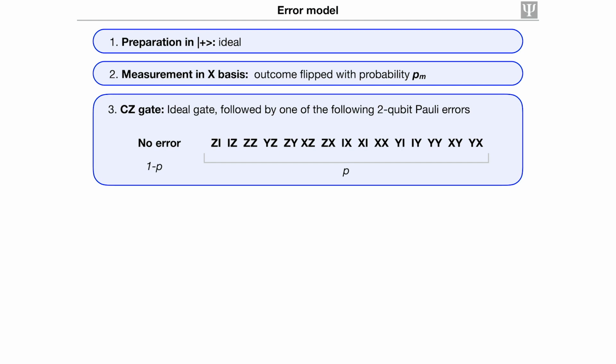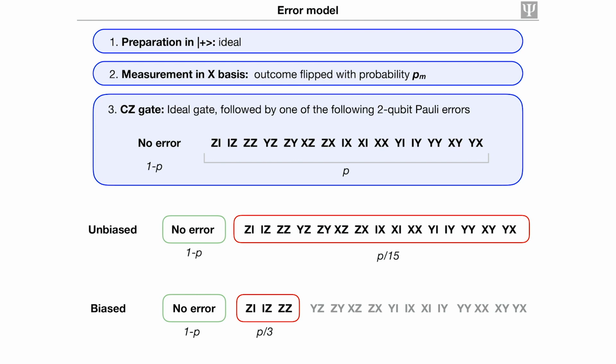So here's some error model. I'm going to treat the preparation in the plus state as ideal, take the measurement in the X basis as being flipped with some probability, and then take some standard model for a Pauli error that follows the CZ gate. There are different models, and the distribution of the errors amongst those different terms is extremely important, and it's going to affect the results a lot. So the standard toy model, I guess, is this unbiased one where all of these Pauli terms happen with equal probability. And a fully biased one is the one where we only have the Z-type terms.